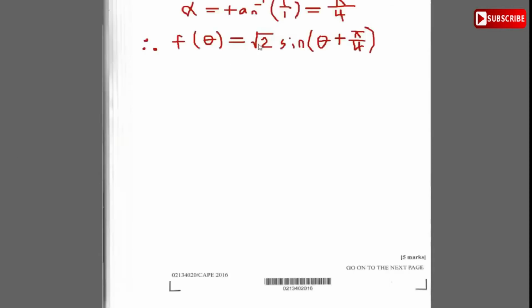Now it's a hence: find the maximum value of f and the smallest non-negative value of theta for which the maximum occurs. Now, the maximum value of f of theta is always r. So you can tell them that the maximum value of f is r. And what is r? R was the square root of 2. So root 2 is the maximum value of f of theta.